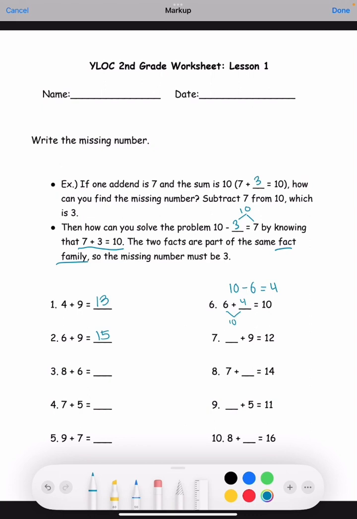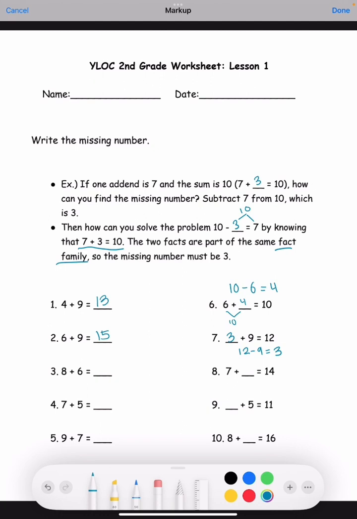Alright, number 7. Blank plus 9 equals 12. All you do is subtract 9 from 12. So 12 minus 9 equals 3. So 3 is the missing blank. And 3 plus 9 equals 12. So it is the correct answer.